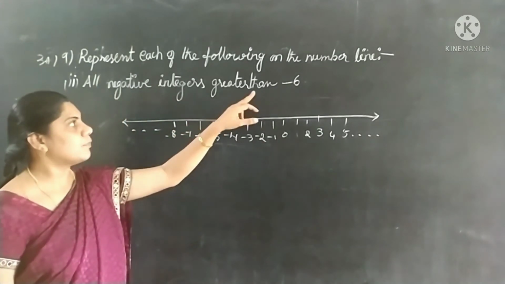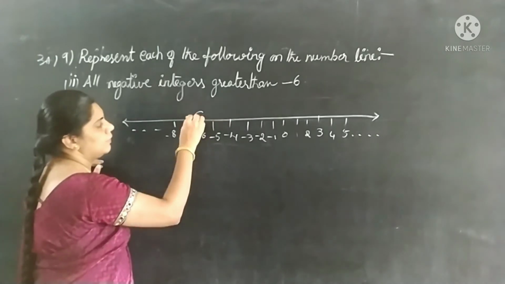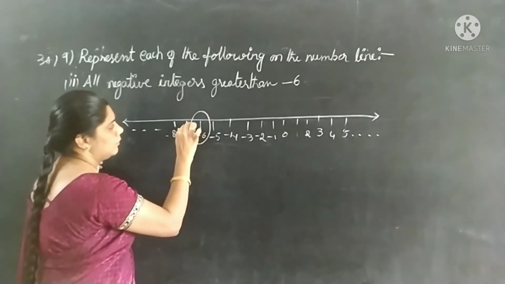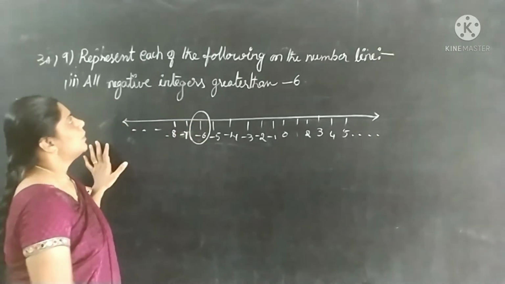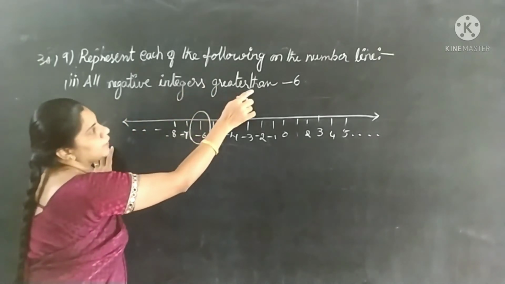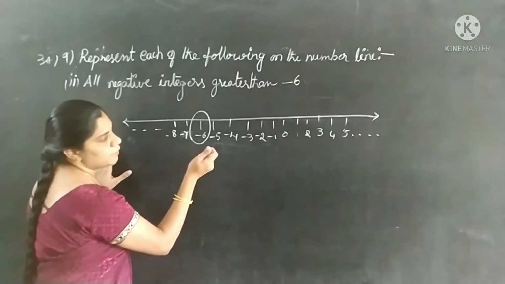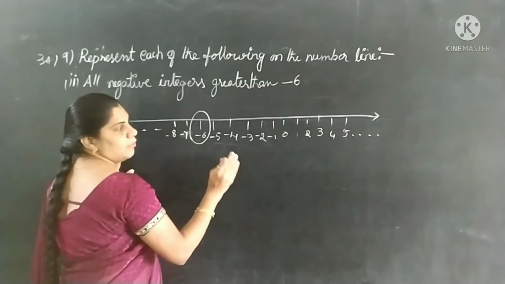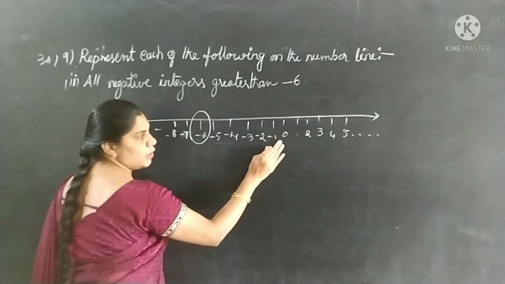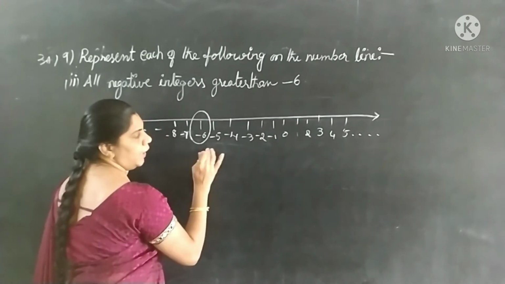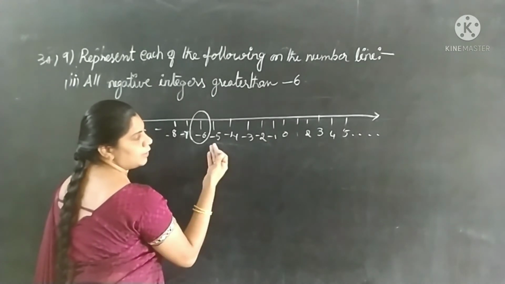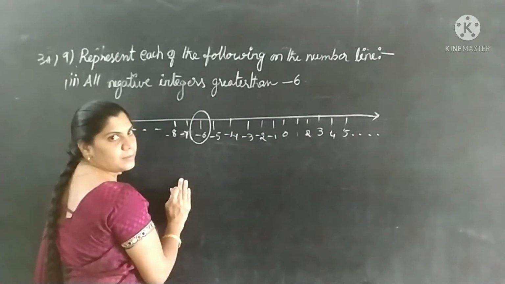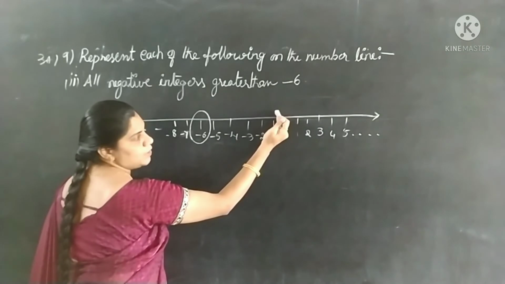So where is your -6? Your number is here, -6. We have to write negative integers only, greater than -6. So observe your number line. Greater than -6 means all the numbers you get here. All positives are greater than negative numbers only. 0 is also greater than negative numbers only. And before, whatever numbers you get, all the negative numbers are also greater than the given number only. Right? Up to here, all positive numbers only.